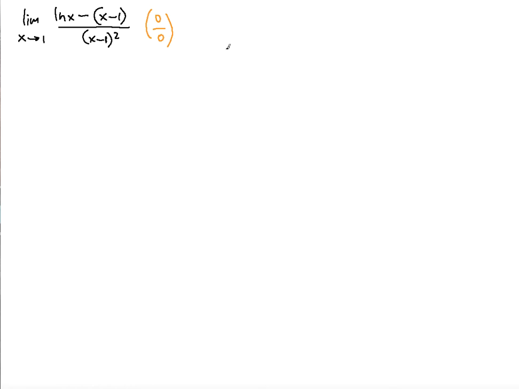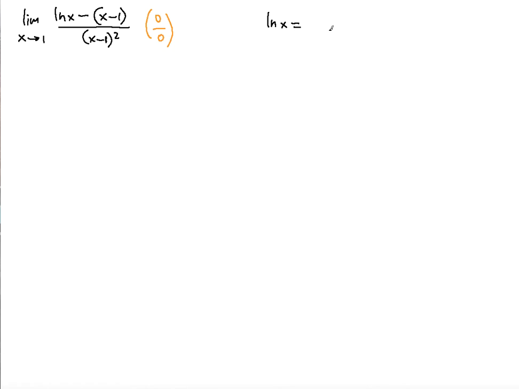So we know that we're going to use the Taylor series for ln x. It's not going to be a Maclaurin series because we're talking about x equal to 1. So we're going to find the Taylor series about x equal to 1, which is going to be a non-Maclaurin series. It's just going to be the Taylor series about x equal to 1.